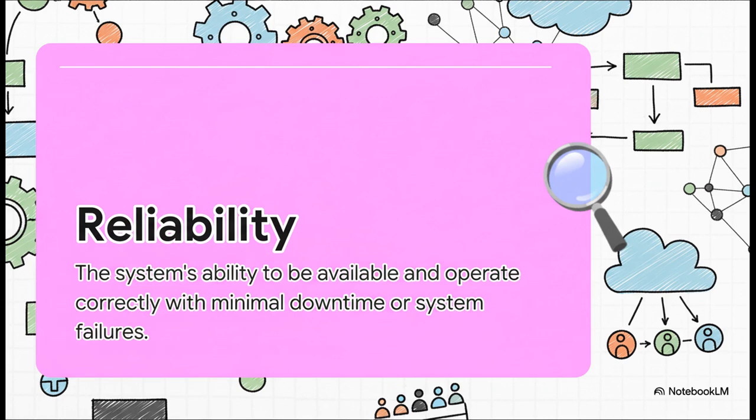And finally, there's reliability. Put simply, we just expect the system to be there and to work correctly. It should be running 24/7 with as little downtime as possible. And good system design does this by building in backups or redundancy, so if one part fails, another one can take over instantly, and you, the user, never even notice.